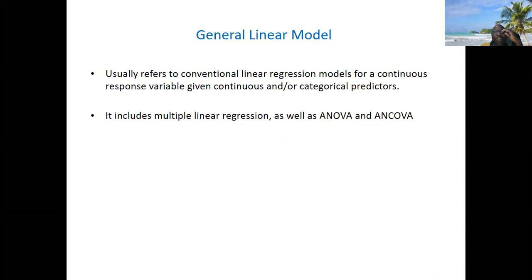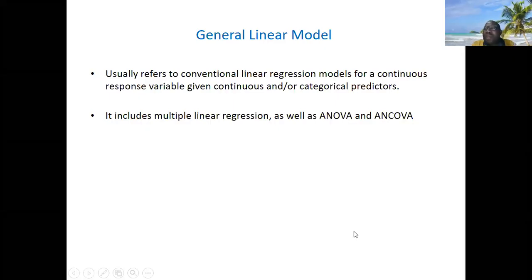We started with, what is the general linear model? It refers to the conventional linear regression model for a continuous response variable given continuous or categorical predictors. Forget about the predictor. Somebody's speaker is echoing my voice. Please, everybody should turn it off. Now, the ones captured under the general linear model have continuous outcome variables. That's all: linear regression, ANOVA, and ANCOVA.